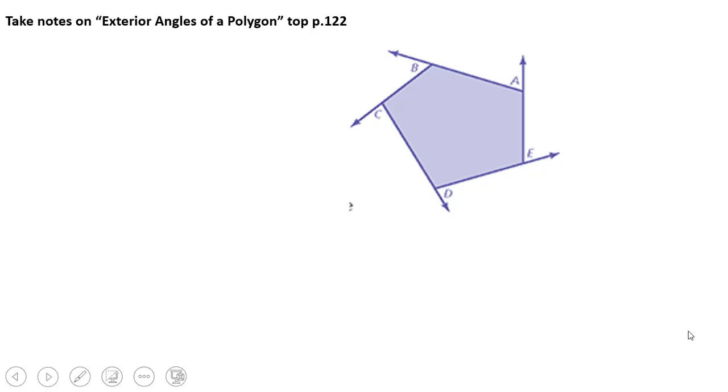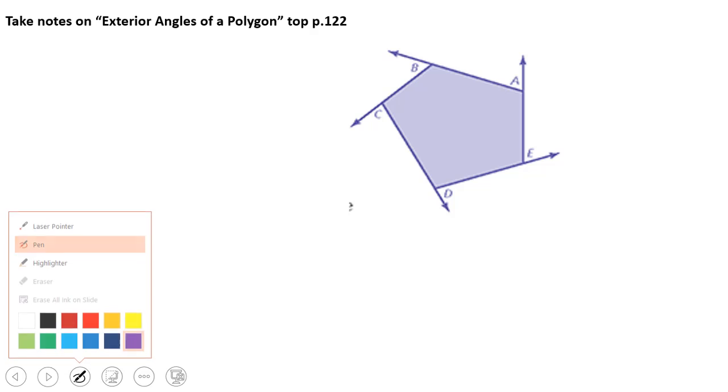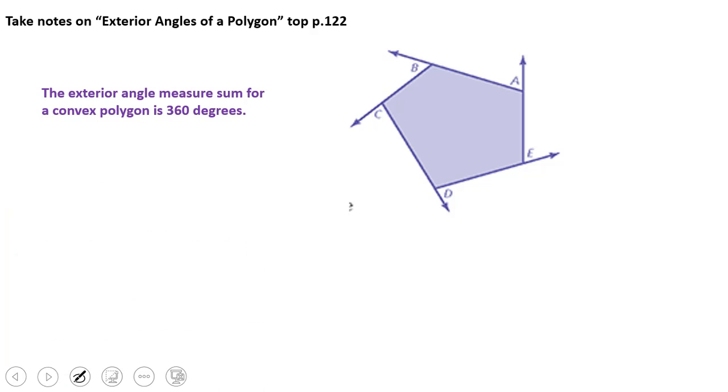Welcome to video 2 on finding the interior and exterior angles of polygons, and today in our second video we are going to talk mainly about the exterior angles of a polygon. So from the top of page 122 you did take some notes about the sum of the exterior angles for these polygons, and it did specify that the sum of the exterior angle measures for these polygons is 360 degrees, but the word I want to really concentrate on is convex.